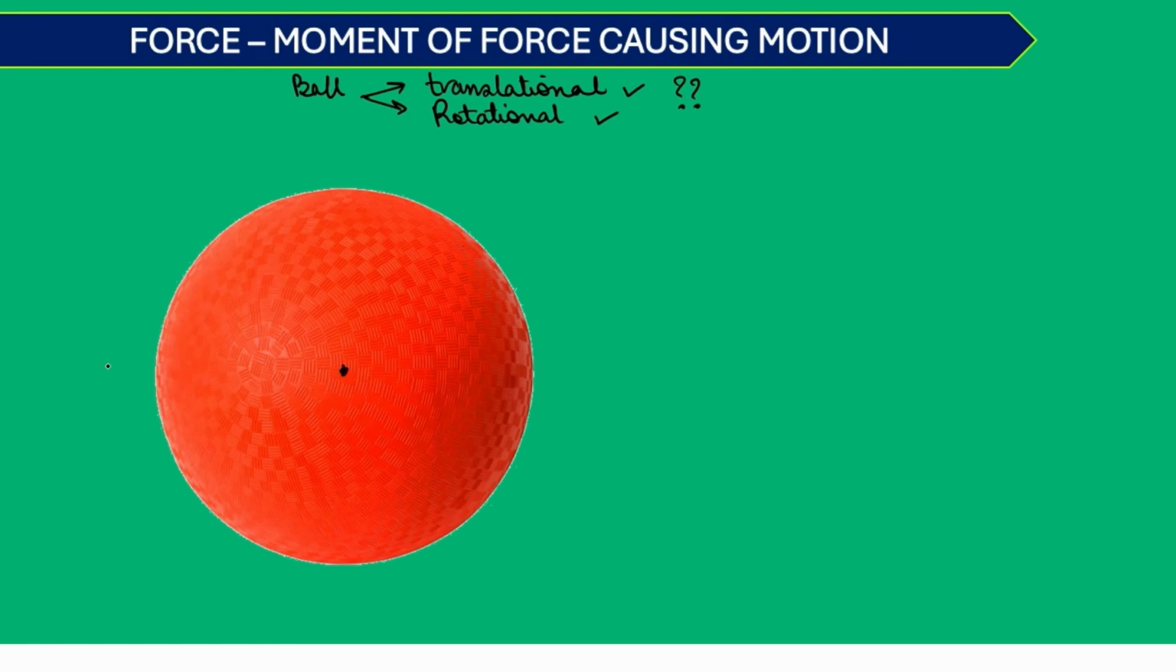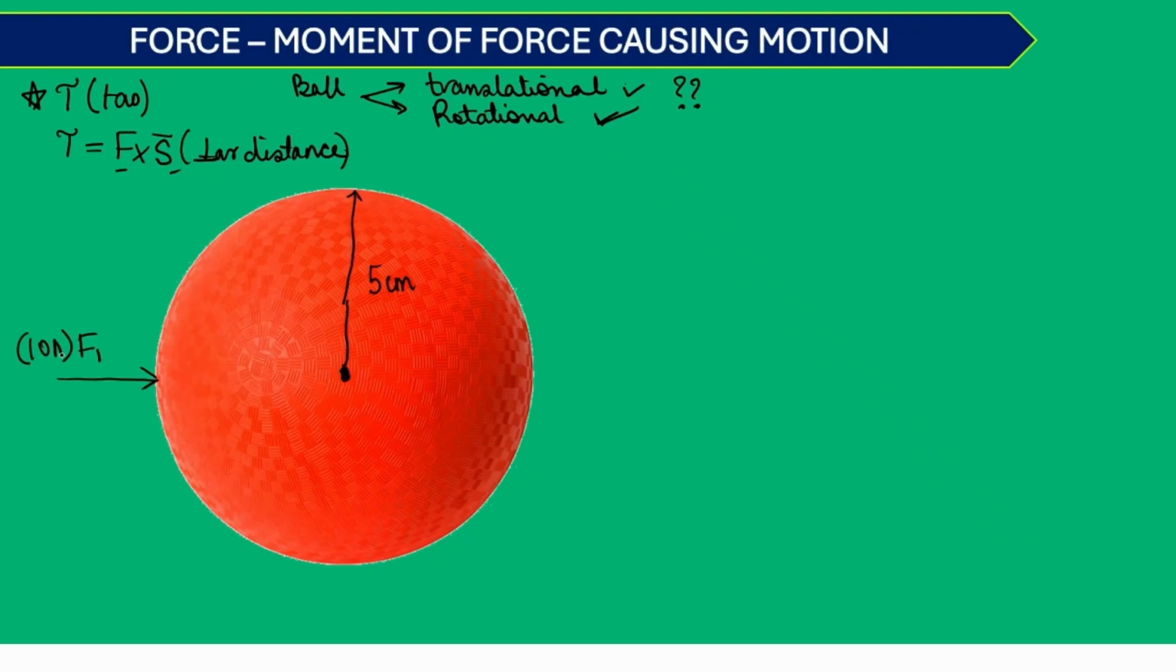Now, what are the two things that we know about moment of force, which is represented by the letter tau? Remember, moment of force is equal to the product of the force applied into the perpendicular distance. Every single word is important. You have to understand the significance. Why am I saying perpendicular distance? Let's say I am applying a force F1. Let's say the radius of the sphere is 5 centimeter, just taking any random values. I'm applying a force F1 of 10 Newton over here. Now I want to ask you a question, what will be the torque?